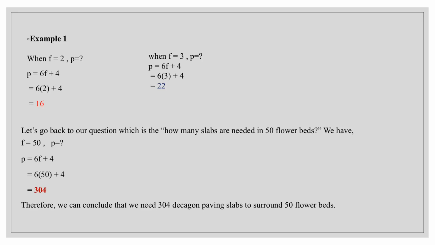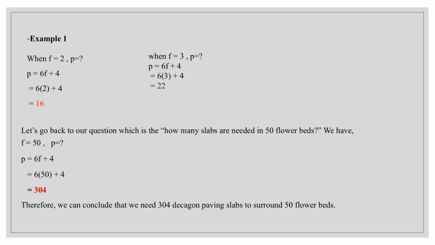Since we already have a formula, we will answer our question. But before that, let's do example number 1. When F is equal to 2, our P is 16. When F is equal to 3, our paving slabs is 22. So, let's go back to our question, which is how many slabs are needed in 50 flower beds. We have here where F is equal to 50.